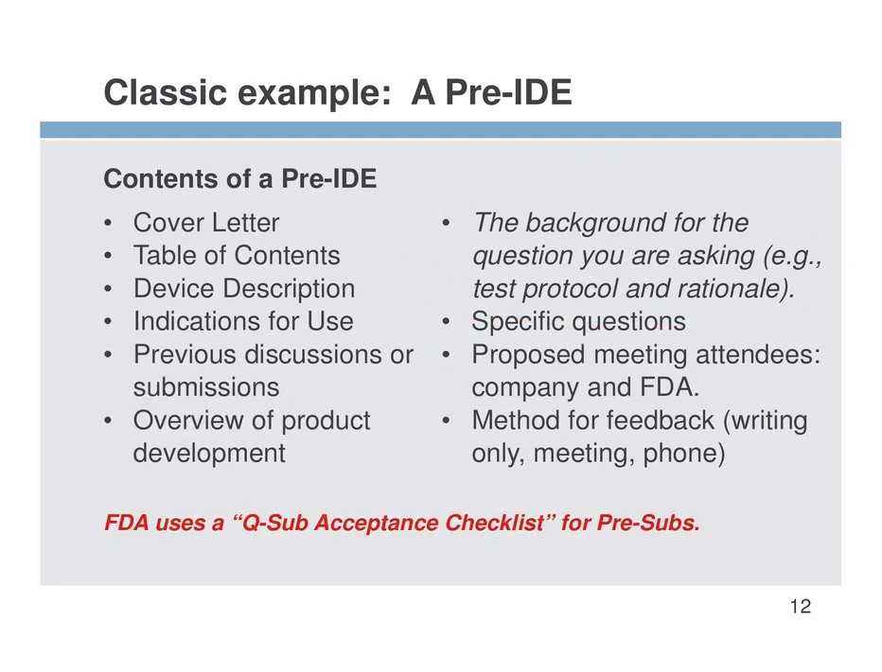Now, the other thing to know is the FDA has a Q-sub acceptance checklist. It's not as onerous as, say, the 510(k) refuse to accept checklist, but it does serve you well to take a look at the guidance document, go to the back, and make sure you've included the minimum required information that FDA wants.